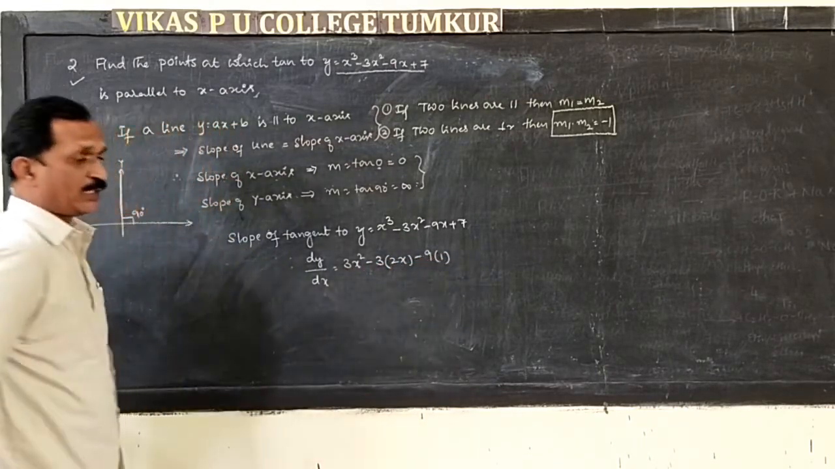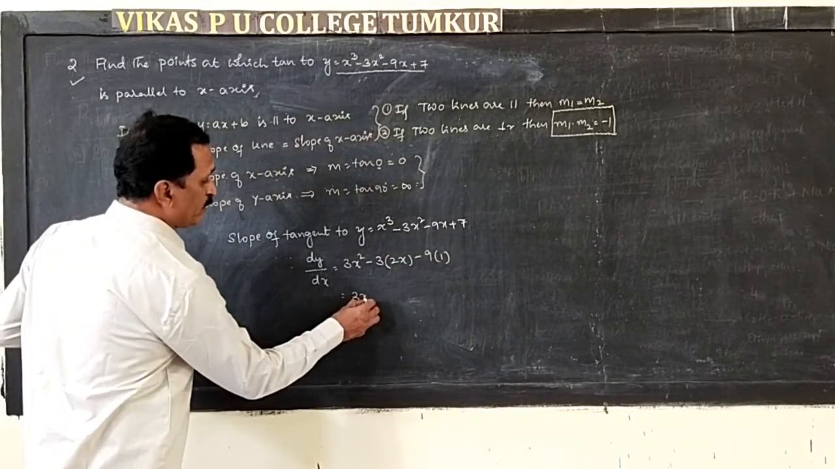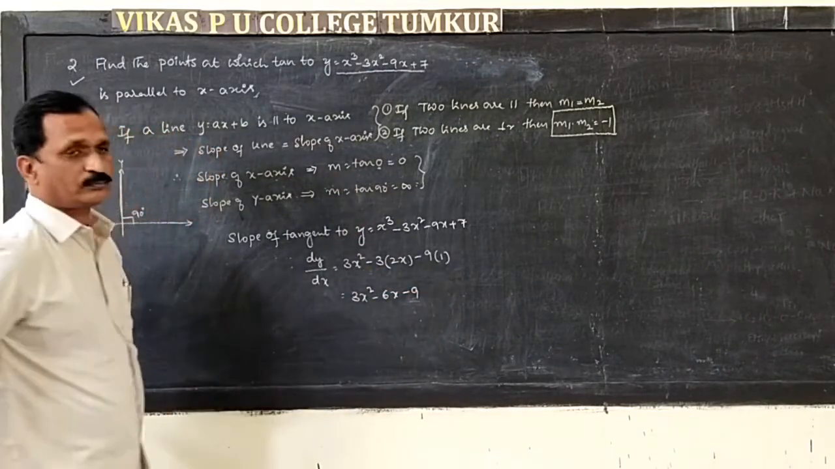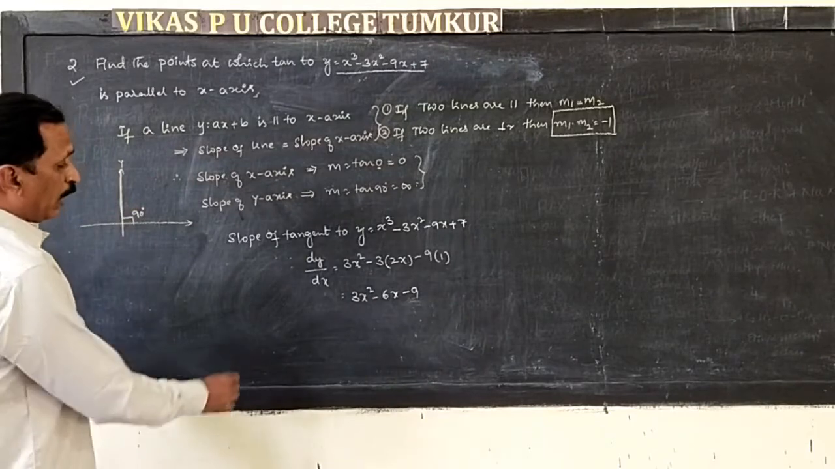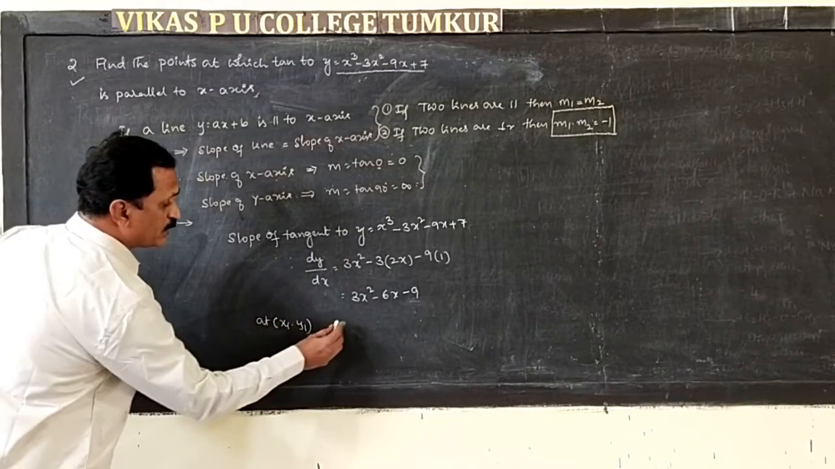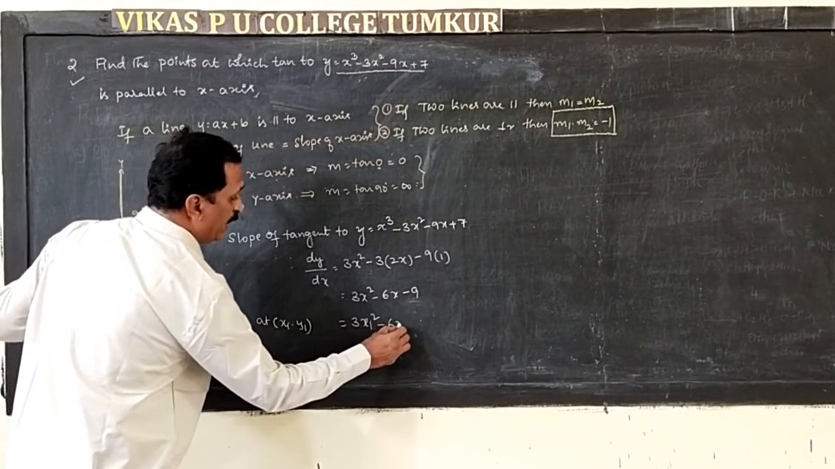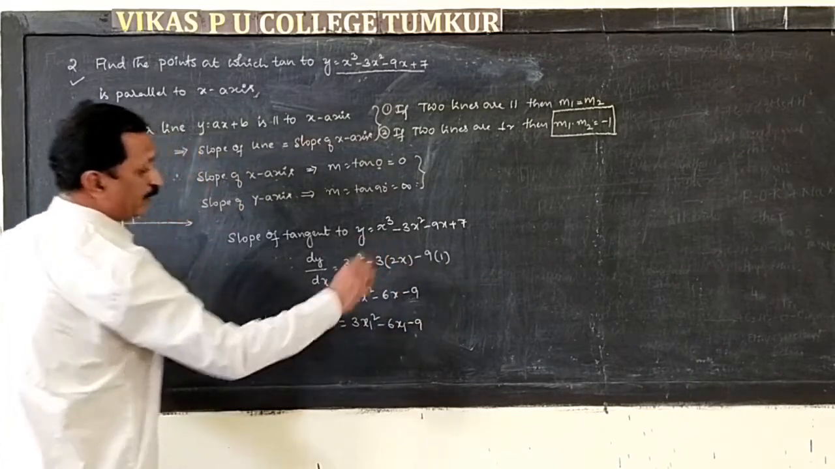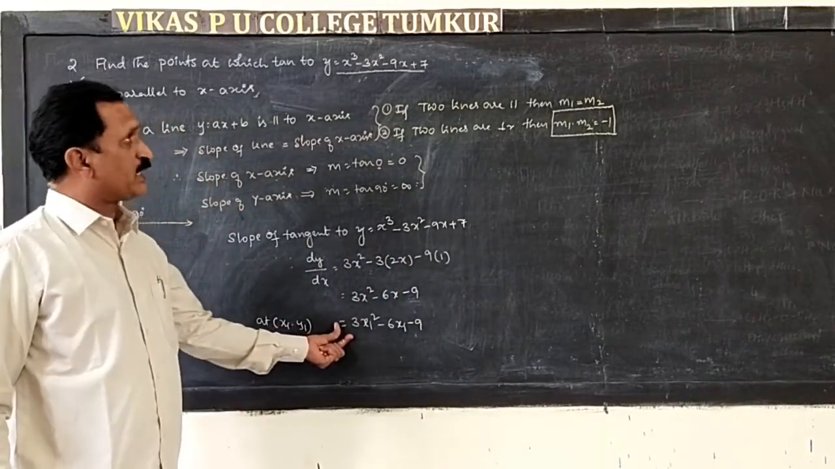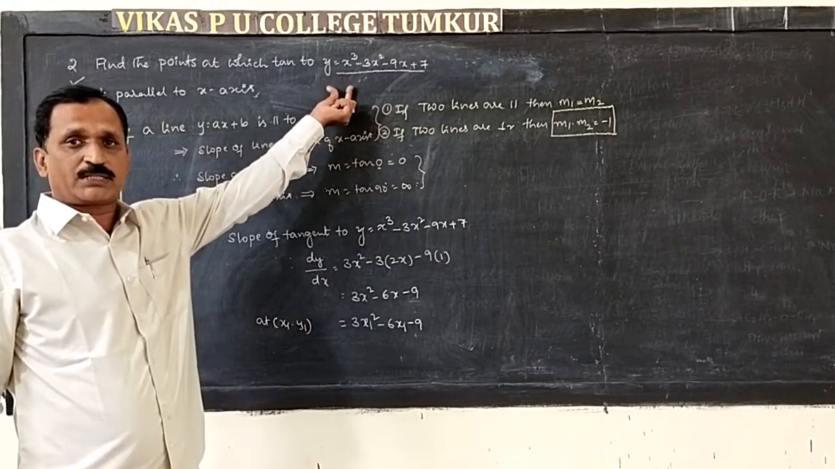What is the differentiation of x? It is 1. So what should be the final equation here? 3x square minus 6x minus 9. At the point x1 comma y1, what will be this slope? The slope is 3x1 square minus 6x1 minus 9. So this is nothing but the slope of the tangent to the curve.